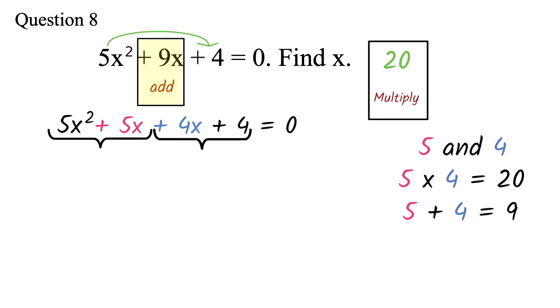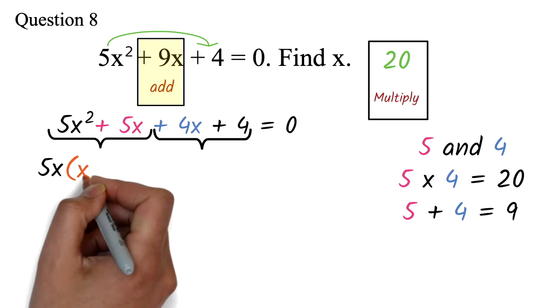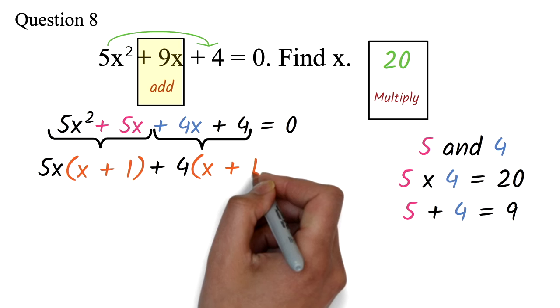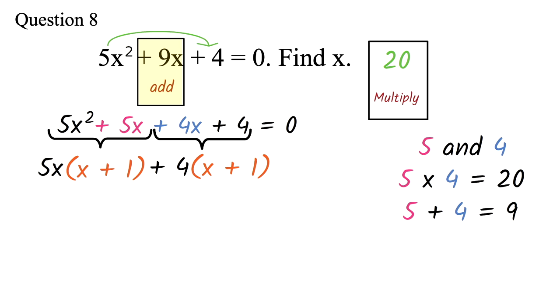For the first two terms, 5x is common to both, so we can factor 5x out. What will be left will be x plus 1. For the second part, we can factor 4 out. What will be left is x plus 1. What is in the parenthesis will always be the same for both groups. If you get different values, you're doing something wrong.